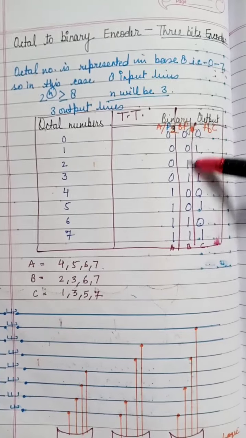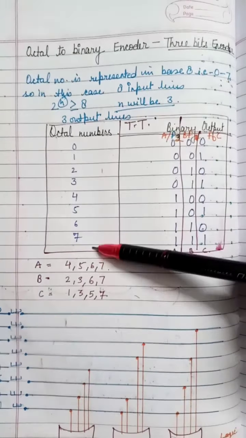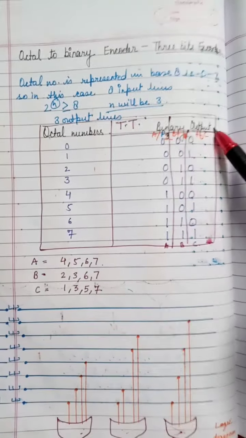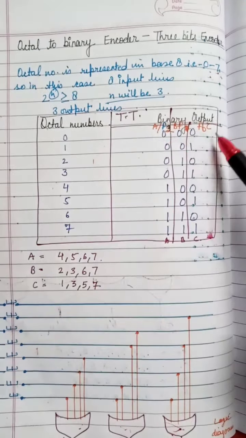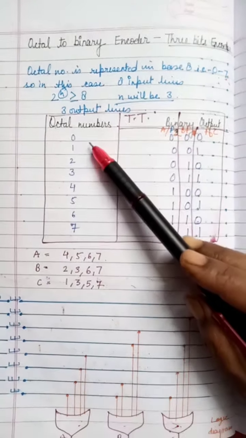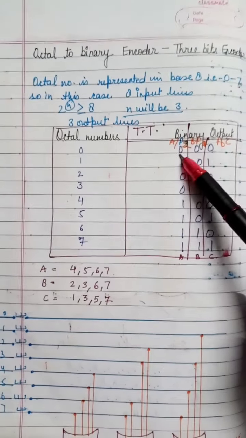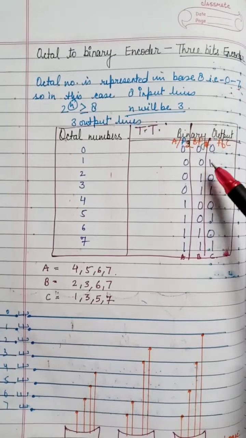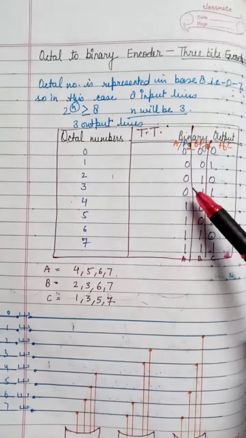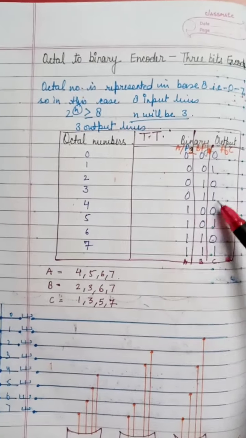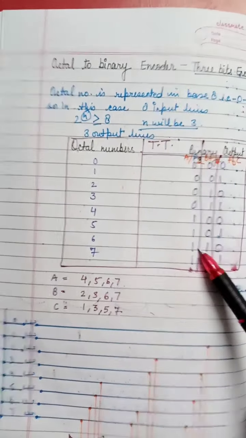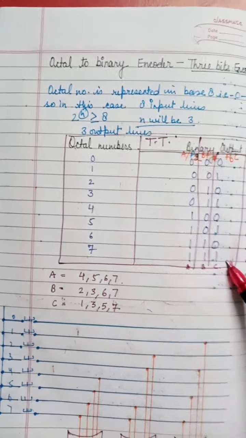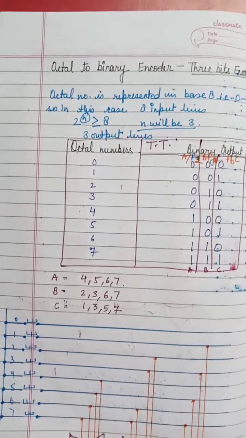Just see the truth table. Octal numbers are from 0 to 7. Then what will be the binary output? 3 bits will be there, A, B, C. Zero's binary will be 0, 0, 0; 1 is 0, 0, 1; 2 is 0, 1, 0; 3 is 0, 1, 1; 4 is 1, 0, 0; 5 is 1, 0, 1; 6 is 1, 1, 0; 7 is 1, 1, 1. These are the binary equivalents.